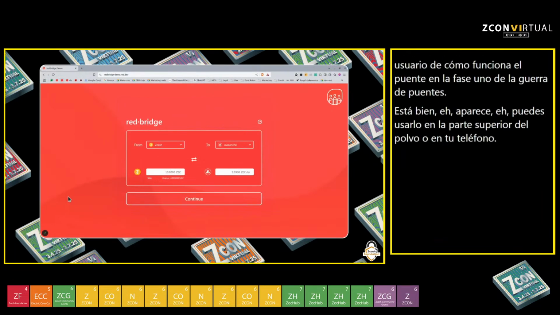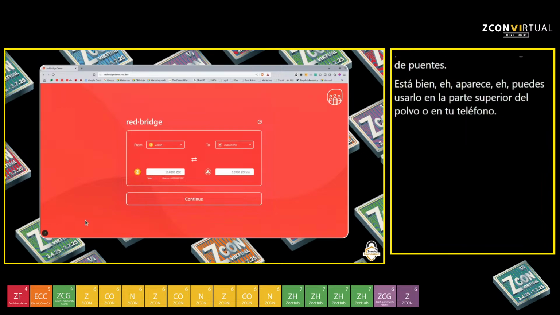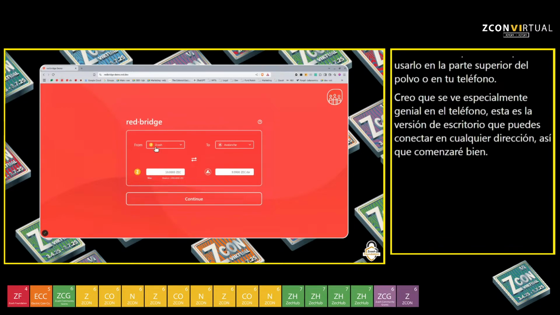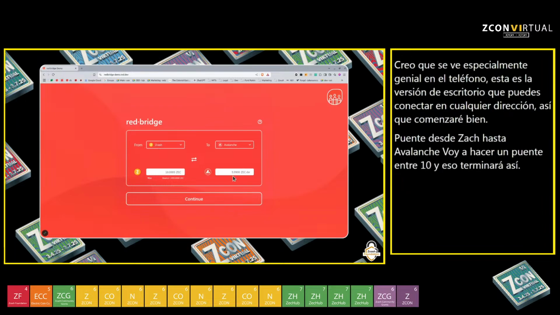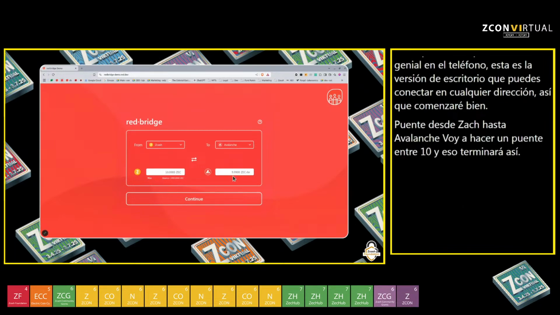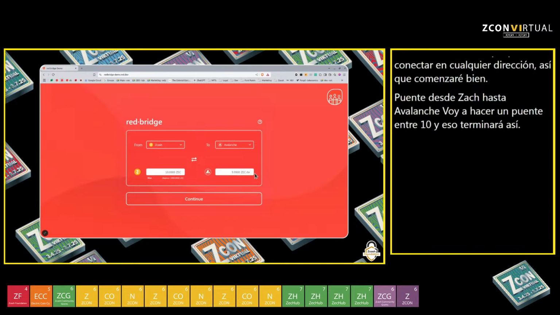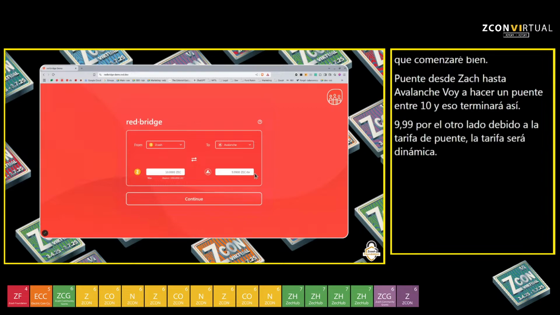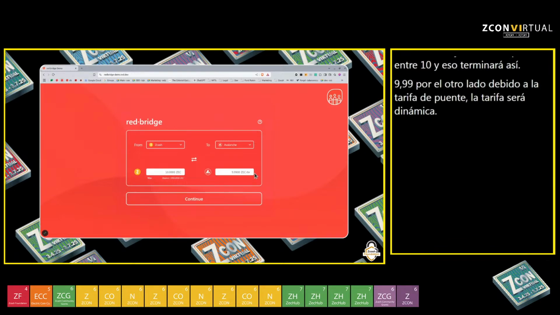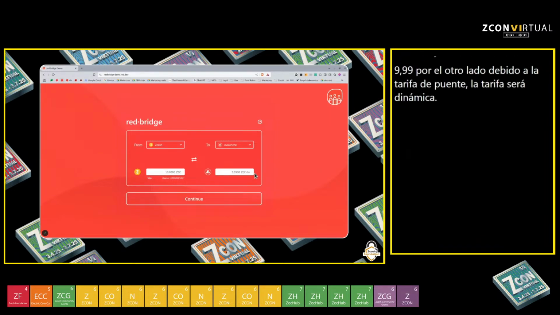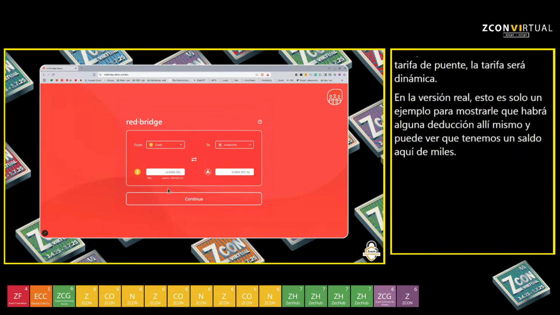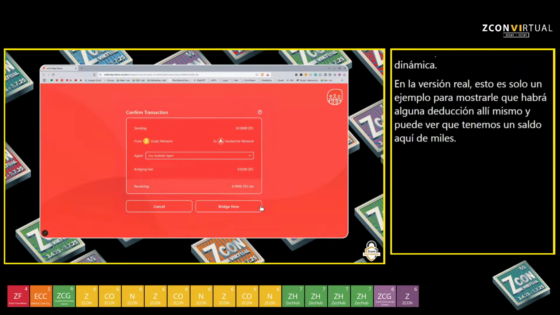You can bridge in either direction. So I'll start out by bridging from Zcash to Avalanche. I'm going to bridge 10 ZEC, and we'll wind up with 9.99 ZEC.RBR on the other side because of a bridging fee. The fee will be dynamic in the real version. This is just an example to show you that there will be some deduction. And you can see we have a balance here of 1,000 ZEC. So hit continue.